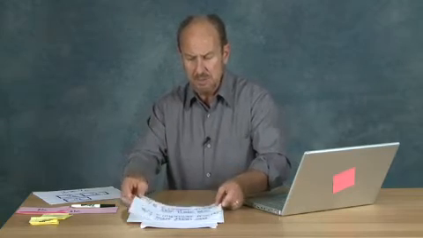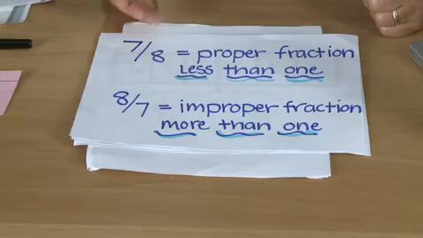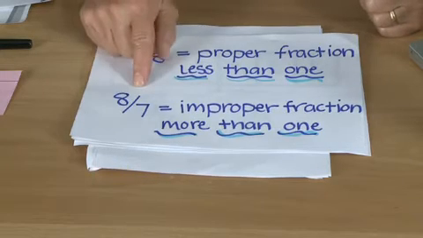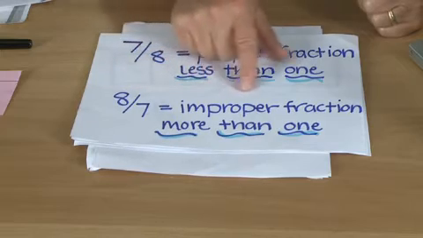So there's a couple of other words in addition to equivalent fractions that students need to know. One of the things that they'll start to learn in 4th and 5th grade is the difference between what are called proper fractions and improper fractions. All a proper fraction means is it's less than 1. And all an improper fraction means is that it's more than 1. It didn't do anything wrong. It's just that, for instance, 7/8 is a proper fraction, whereas 8/7 is an improper fraction because it's more than 1.